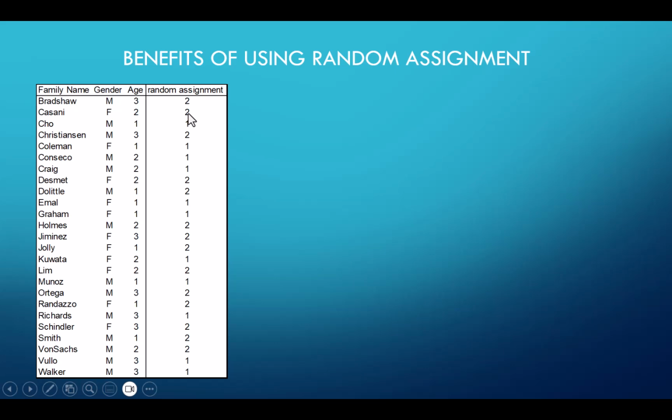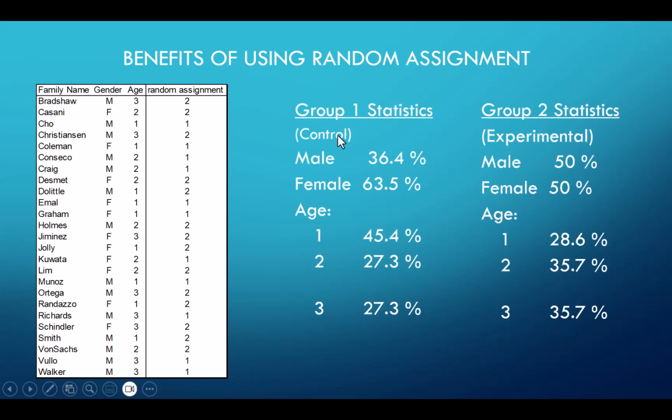And let's compare our statistics. So group 1, my control group, we have about 36.4 and 63.5% females, and then 45.4, 27.3, and 27.3 in the different age groups. My experimental group is 50-50 male-female, and age 1, 2, and 3, 28.6, 35.7, and 35.7 respectively. So they're not perfect, but it's random and it's representative.